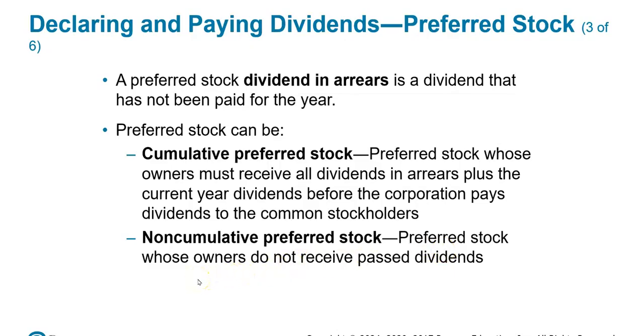So on a cumulative, if the company in the first year doesn't declare a dividend, the preferred stockholders receive nothing that year. But in the next year, if they do provide a dividend, they'll owe the preferred stockholders the $3,000 from the year they didn't pay out, and then they'll owe them $3,000 from the current year. If it's non-cumulative, they don't have to pay the arrears from the first year. They just owe what the current year is. And again, they get these before any money goes to the common stockholders.